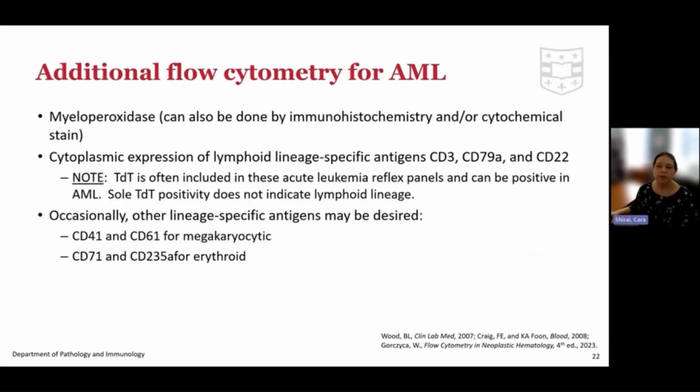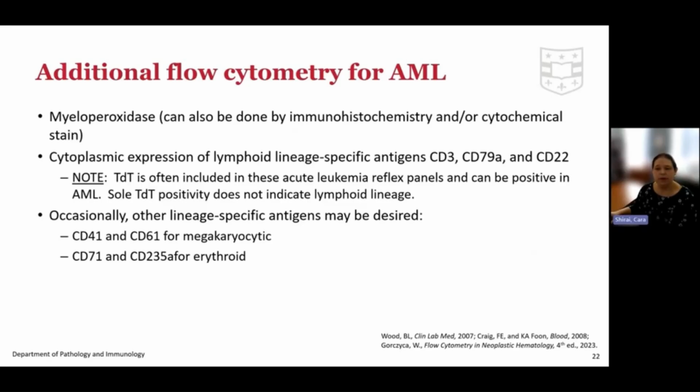At our institution, we routinely perform additional assessments to ensure appropriate lineage classification of new acute leukemia cases. Expression of myeloperoxidase, which indicates myeloid lineage, can be assessed on leukemia cells by flow cytometry, immunohistochemistry, or cytochemical stain. Cytoplasmic expression of lymphoid markers can identify early lymphoid lineage commitment by leukemia cells. We perform cytoplasmic staining of CD3, CD79A, CD22, and TDT.